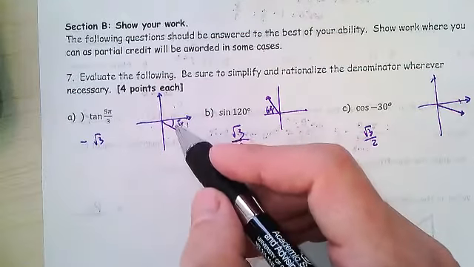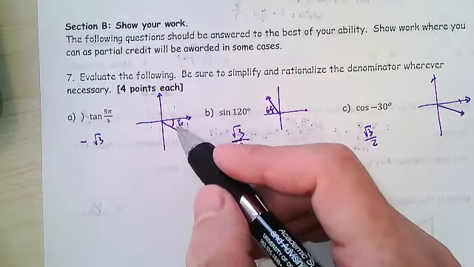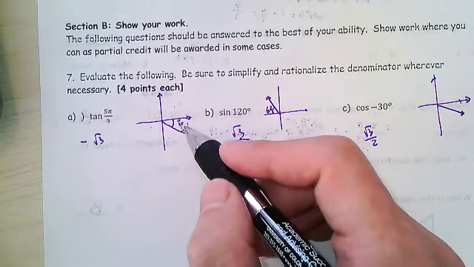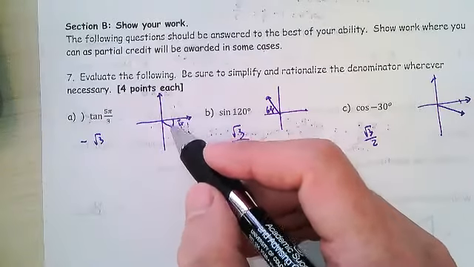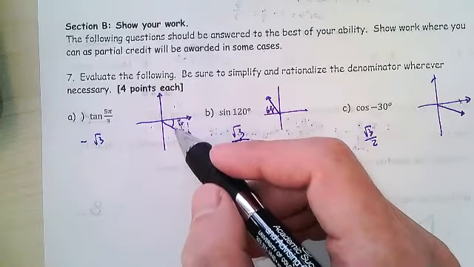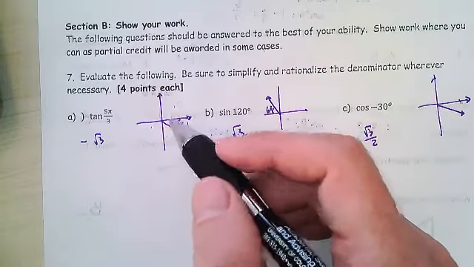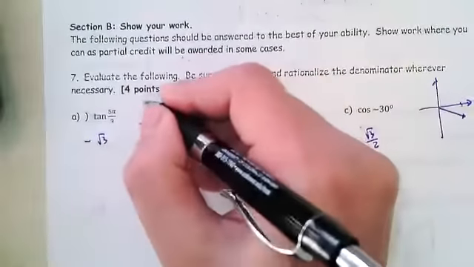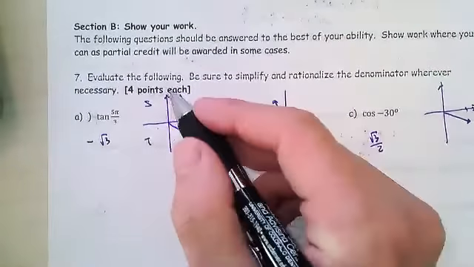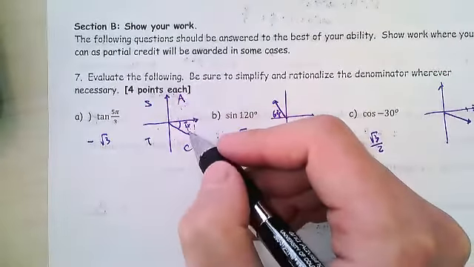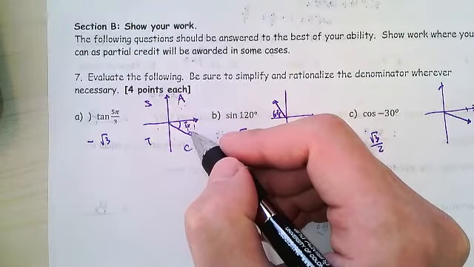So on the first quadrant, all are positive. On the fourth quadrant, only the cosine is positive and all other ones are negative. Okay, all students must take calculus. This is a C. Let me write this again. All students take calculus. We are looking for tangent, so tangent must be negative.